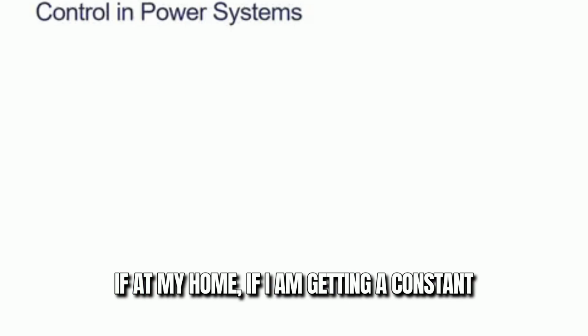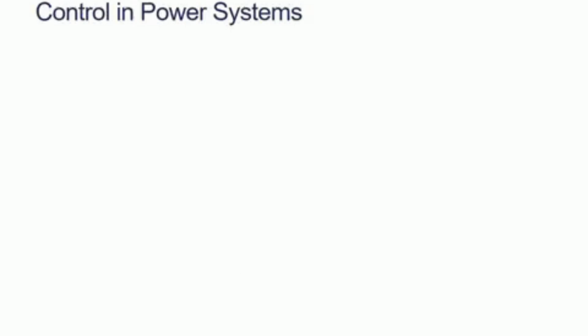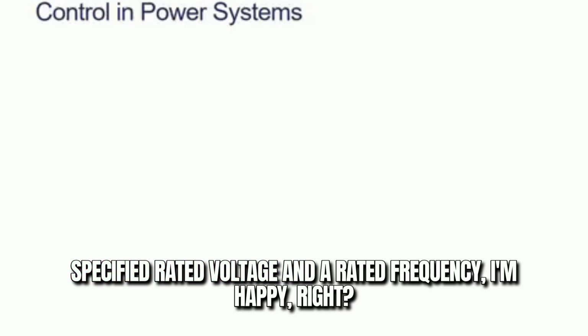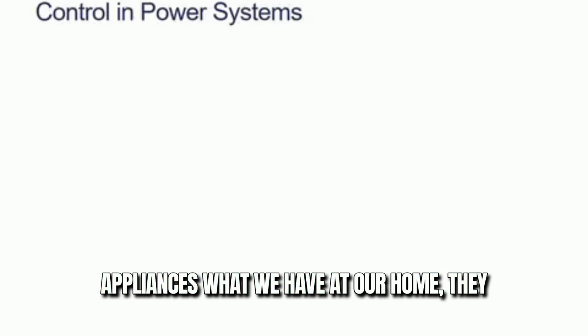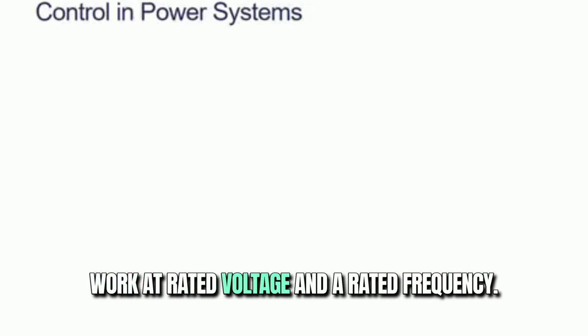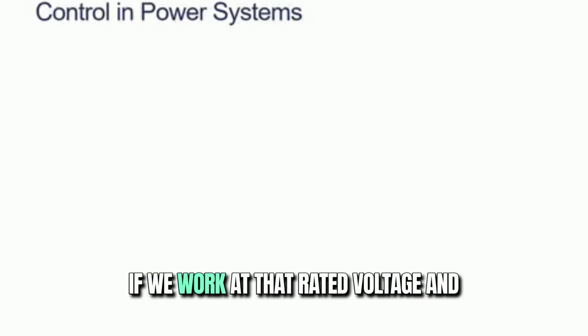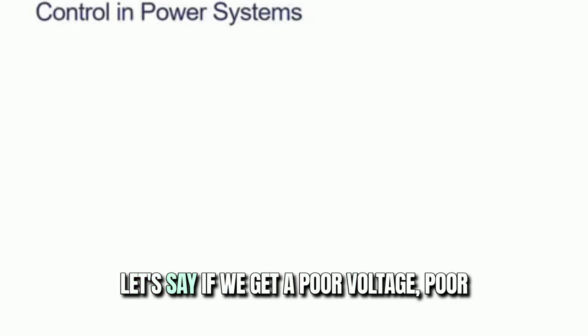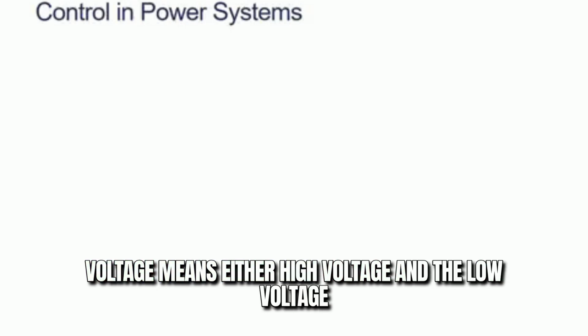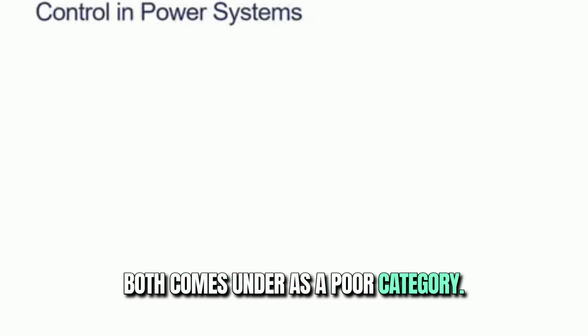If as a consumer at my home, I'm getting a constant specified rated voltage and a rated frequency, I'm happy, right? Why am I happy? Because all the appliances we have at our home work at a rated voltage and a rated frequency. If we work at that rated voltage and frequency, then the life of those appliances increases. And if we get a poor voltage, poor voltage means either high voltage or low voltage, both come under the poor category.